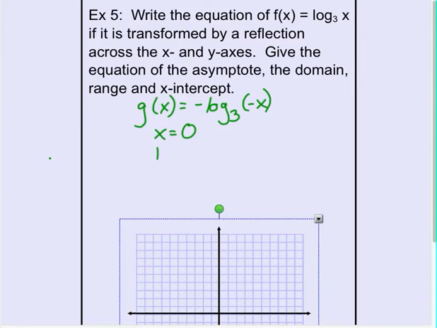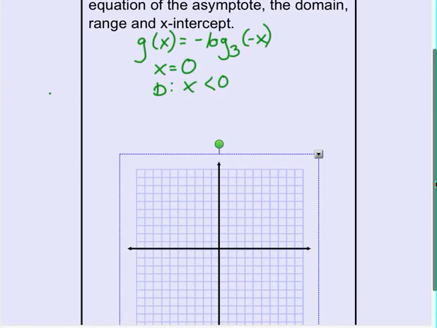Domain. Well, we know we reflected it both directions, so that changes the domain to x is less than 0. Remember, what you're taking the log of must be positive, so you set negative x greater than 0. When you divide by the negative, it flips the inequality. Range is still all real numbers, it's just going to be upside down looking, and our x-intercept will flip across the y-axis to negative 1, 0.